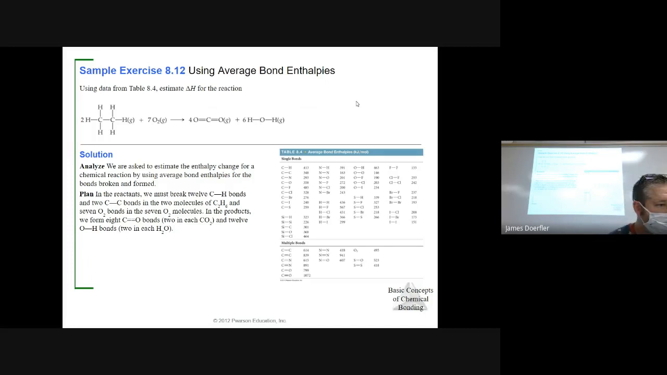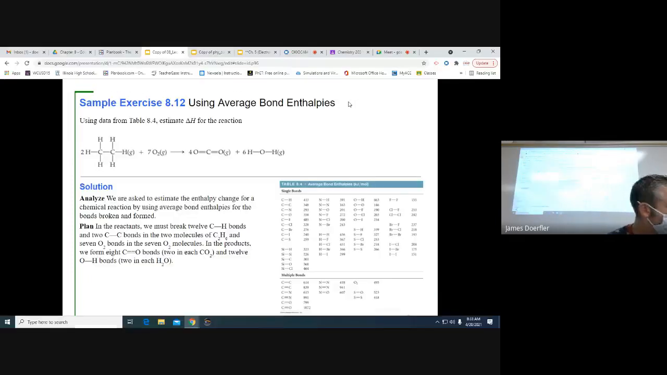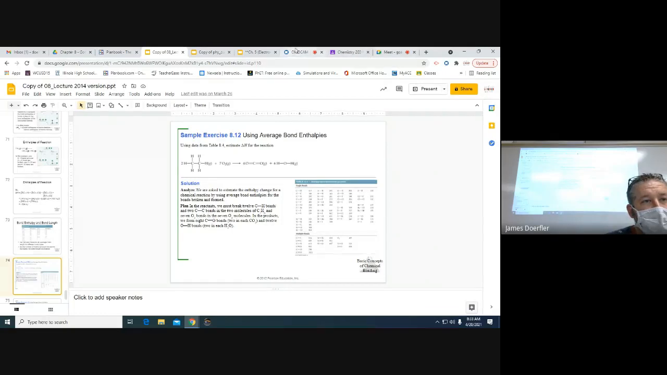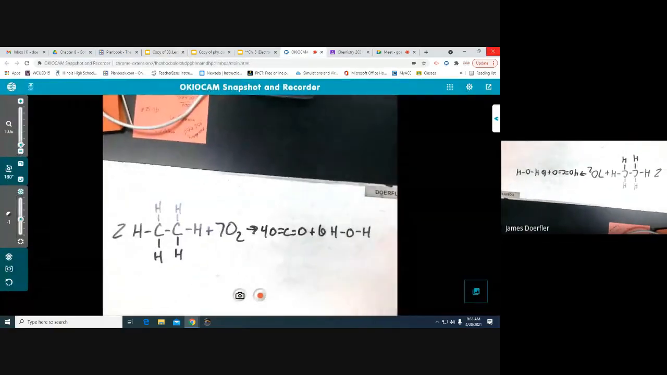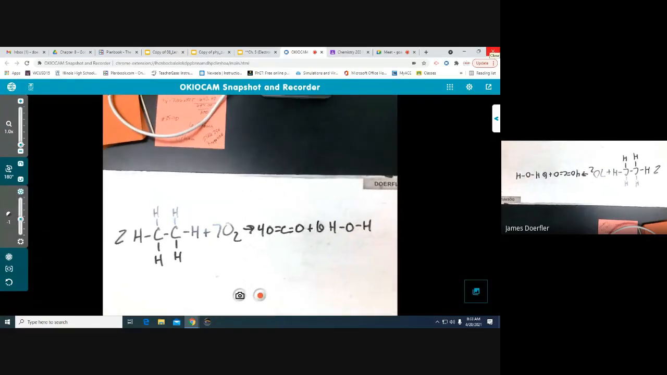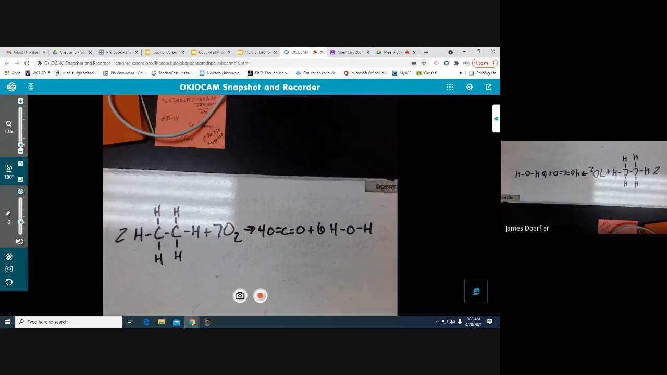Okay. This is what we have going on. I'm going to try to reduce that glare here. Can you still see it in the back?